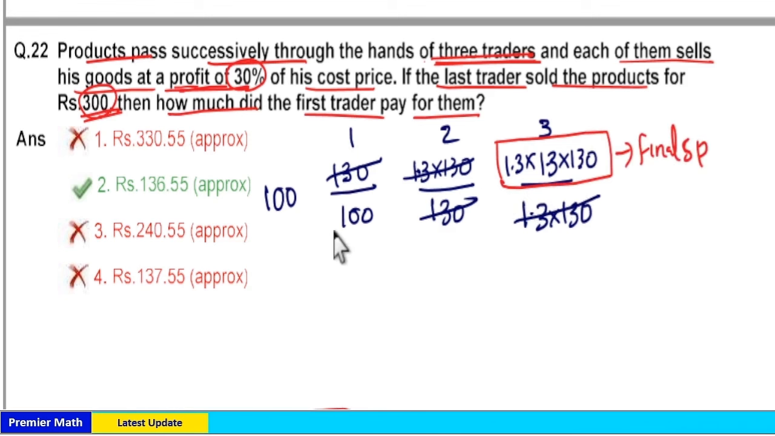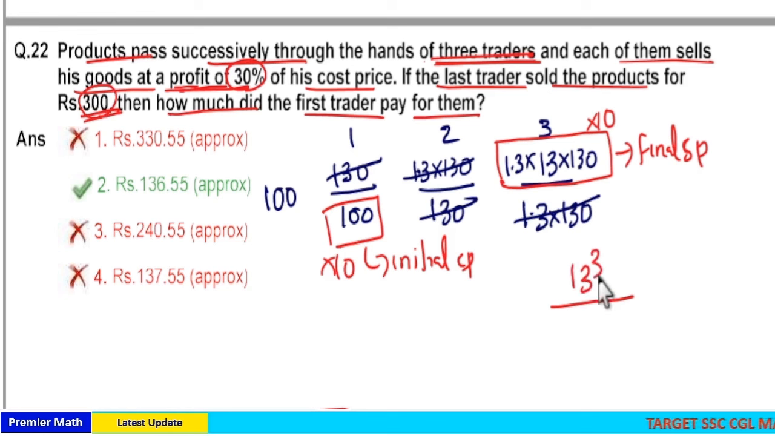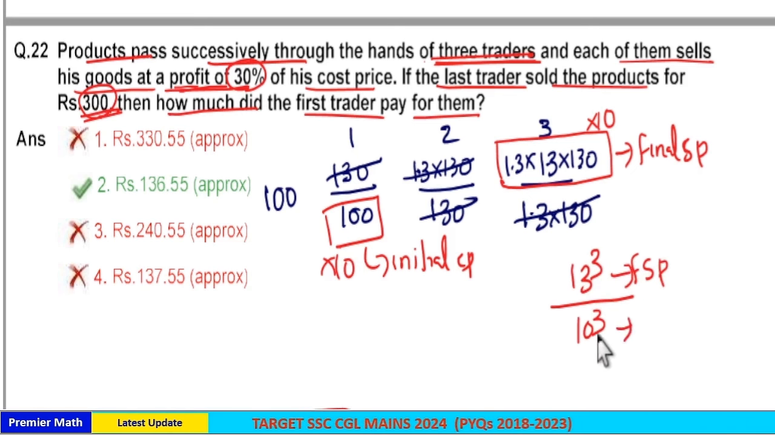And here this 100 is the initial CP. Which means 1.3 into 1.3 into 130, if I multiply it with 10, I should also multiply the 100 with 10. Now you can see this is equal to 13 into 13 into 13, 13 cube, and here this is 10 cube. That way this 13 cube is the final sell price and this 10 cube is the initial cost price.